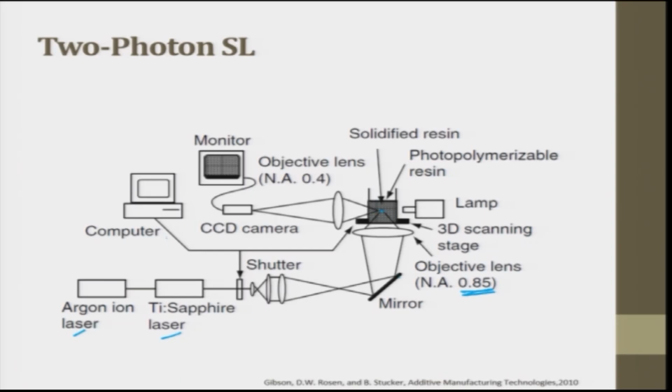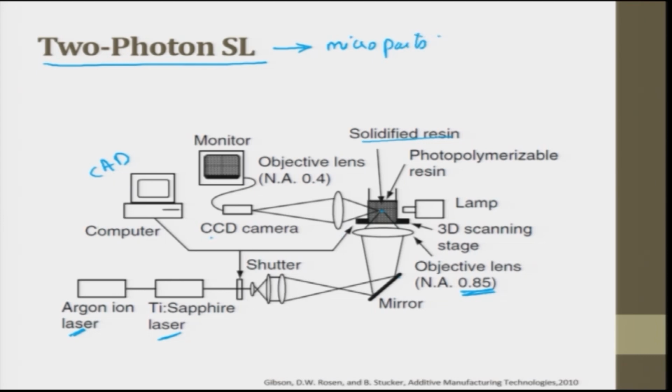You have a computer from where the CAD data are inputted. It is given to the stage for movement. Here is where the photopolymerizable resin is. The solidified resin is on the top, and then you get it done. So these are the two lasers which we use, argon ion and Ti-sapphire laser. This is used for doing 2-photon stereolithography for micro parts.